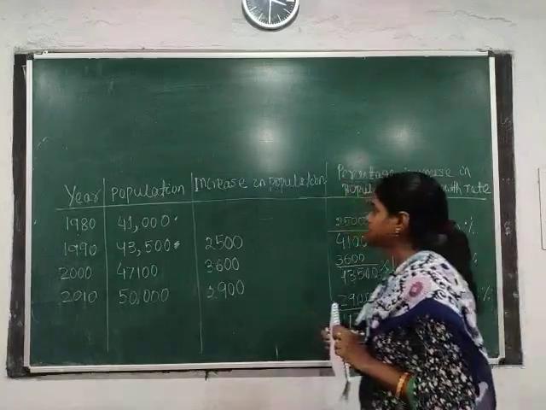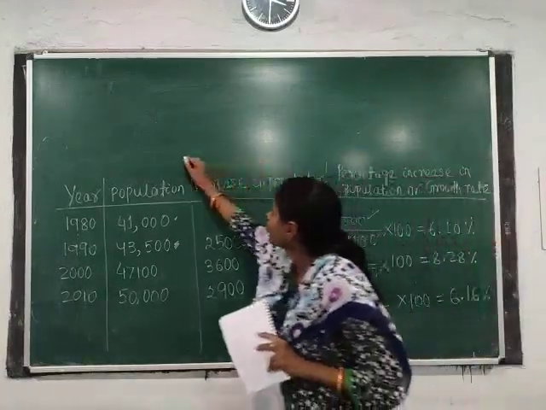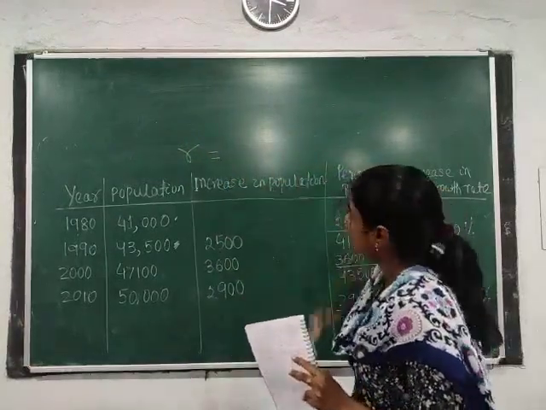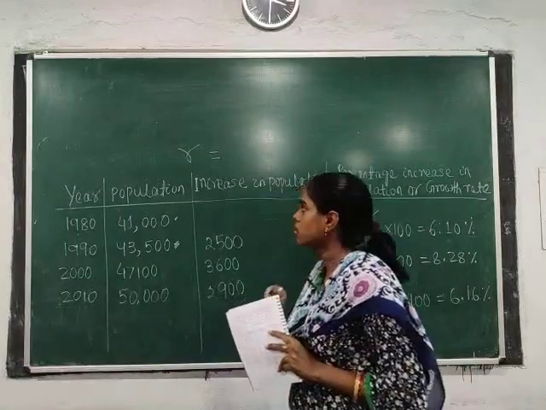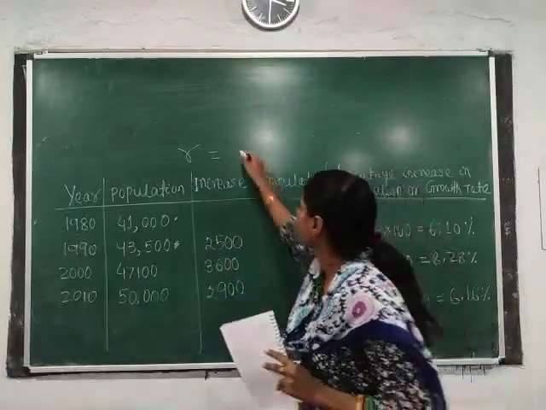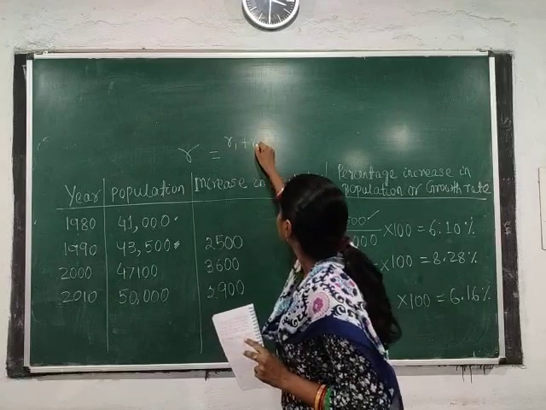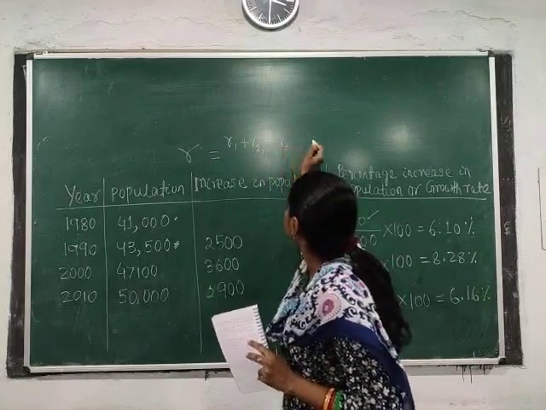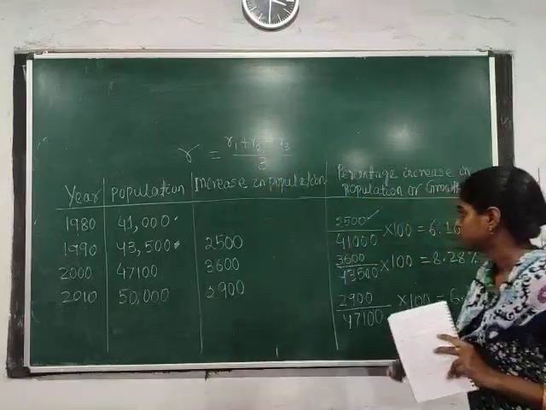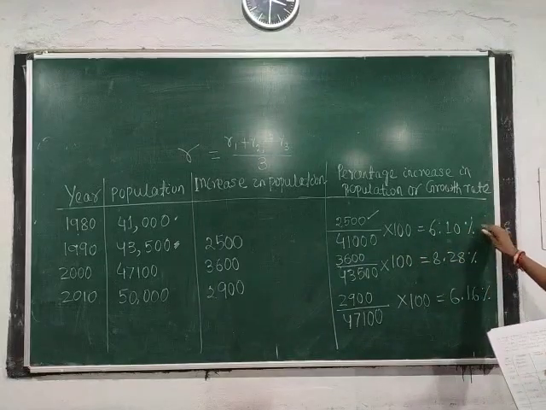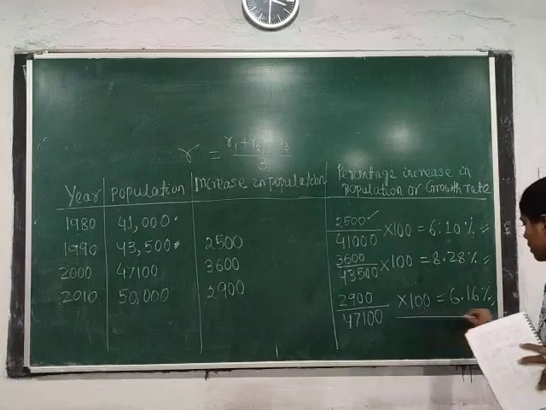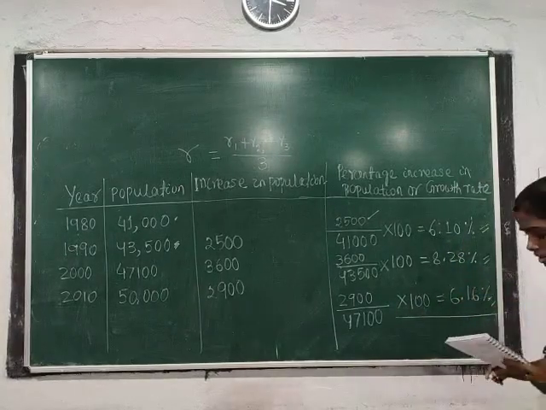Then the next step is finding out the value of R. So R will be found out by using arithmetic increase method or geometric increase method. So we will go for arithmetic increase method. For that, we have already found out the growth rate for individual decades.